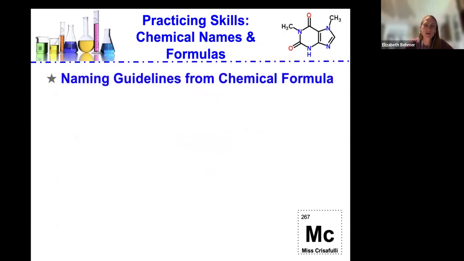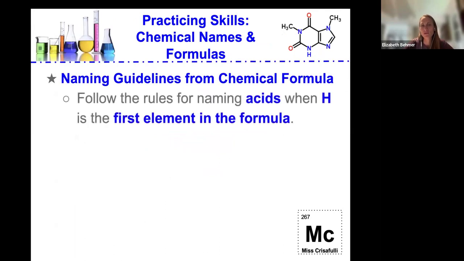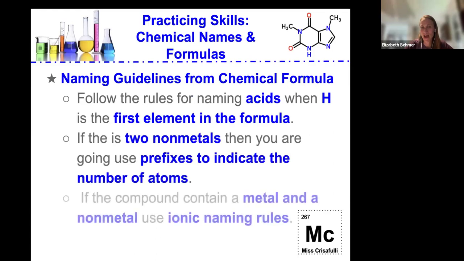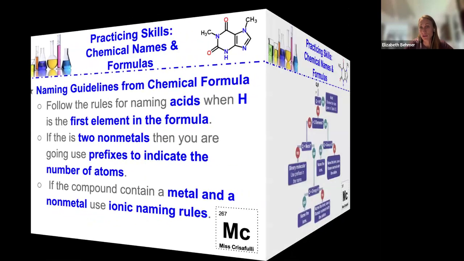Naming guidelines from chemical formulas. So we follow the rule for naming acids when hydrogen is the first element in the formula. And if there are two nonmetals, then you are going to use prefixes to indicate the number of atoms. If the compound contains a metal and a nonmetal, you use the ionic naming rules.